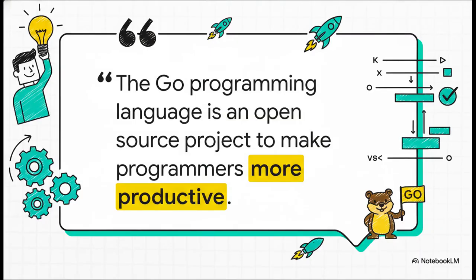Okay, so what's the big idea behind Go anyway? Well, this quote from the people who made it says it all. Go was built with one single, clear goal in mind, making us programmers more productive. The whole point is to just get out of your way so you can build stuff faster.